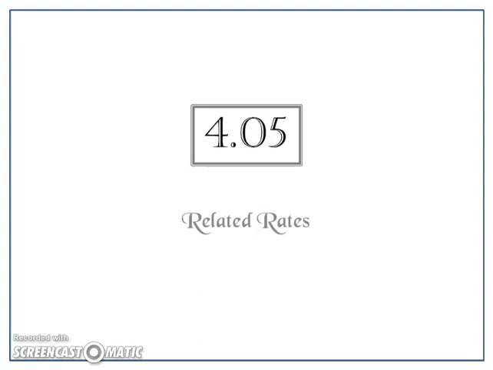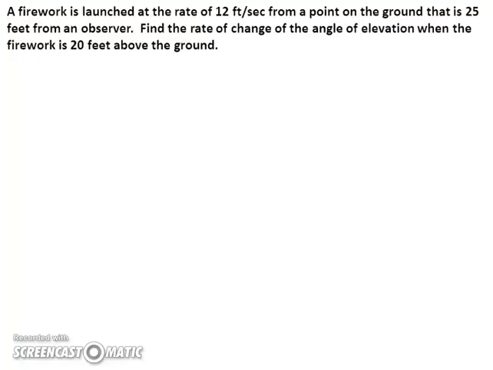One more video on related rates. A firework is launched at the rate of 12 feet per second from a point on the ground that is 25 feet from an observer. Find the rate of change of the angle of elevation when the firework is 20 feet above the ground.